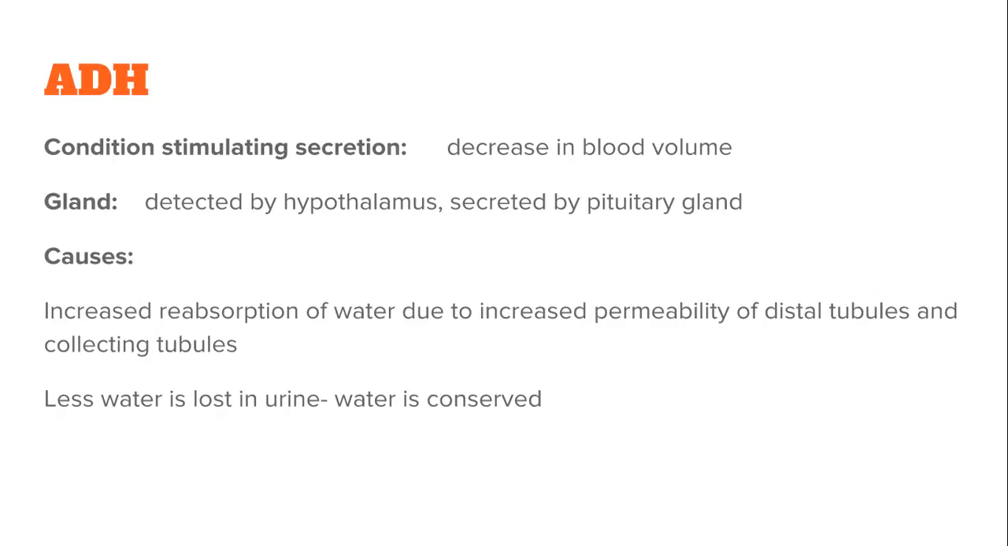ADH, on the other hand, is stimulated when there's a decrease in blood volume. It's detected by the hypothalamus, and we've looked at that part of the brain as it's responsible for thermoregulation, but the hormone itself is secreted by the pituitary gland. It increases the reabsorption of water, and that's because the distal and collecting tubules of the nephron have increased their permeability. So there's more aquaporins, which means there's more water being absorbed by the kidney tissue, which means that there's less water lost in urine as water is conserved.